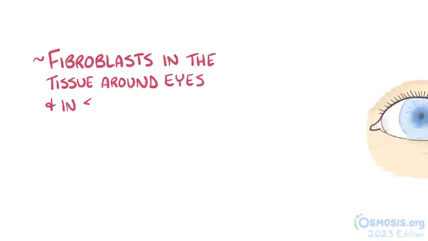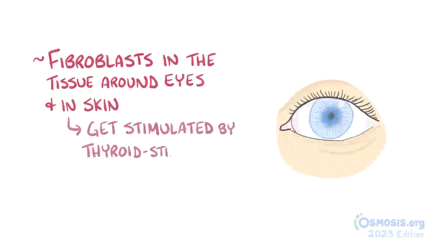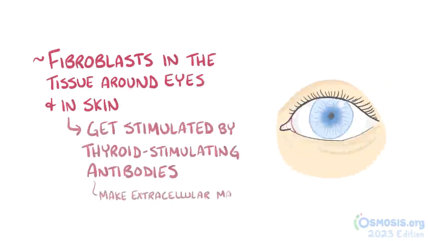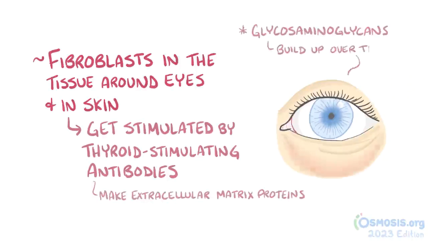Third, it turns out that the fibroblasts in the tissue around the eyes and in the skin also get stimulated by thyroid-stimulating antibodies, and they start to multiply and make extracellular matrix proteins called glycosaminoglycans, which build up in the tissues over time.